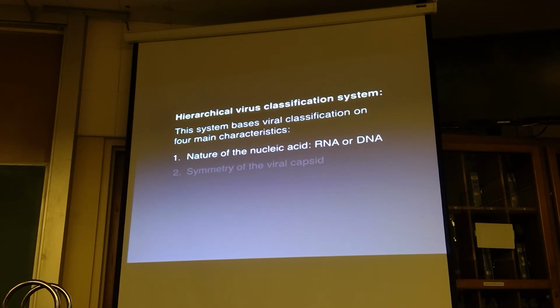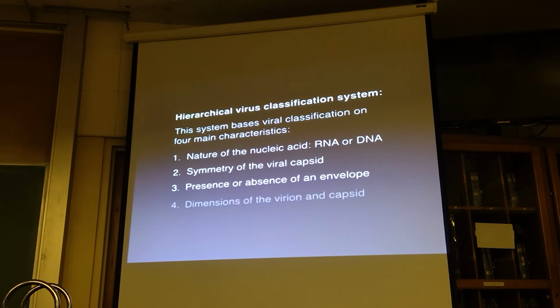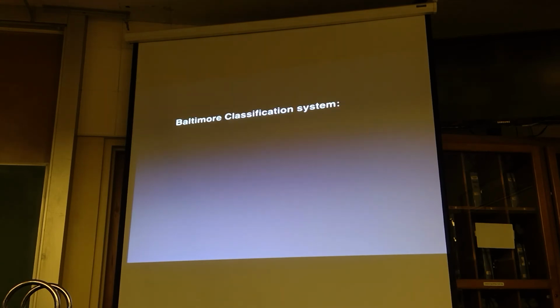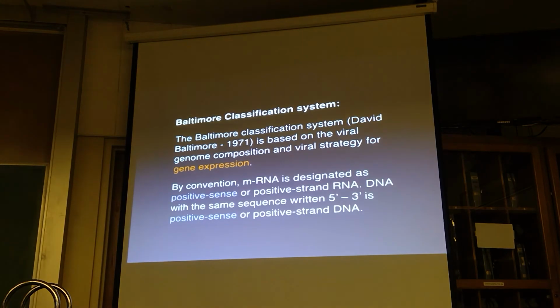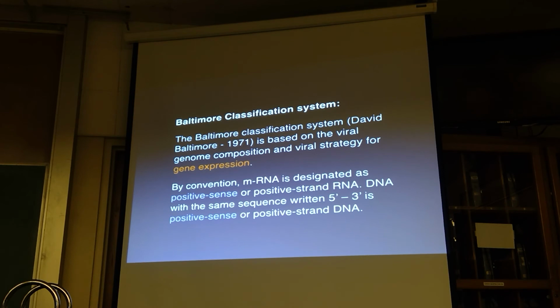So they looked at the nature of nucleic acid, they looked at the symmetry of the viral capsid, whether they had an envelope or not, dimensions of the viral capsid, etc. But again, the Baltimore classification system is based on how do they get to messenger RNA? How do they do that? So here's some variations. This was developed in 1971. It has to do with their strategy for gene expression. And it's just kind of interesting to see the variations on a theme. Again, you really have to have a pretty good handle of what we're talking about with gene expression, transcription.